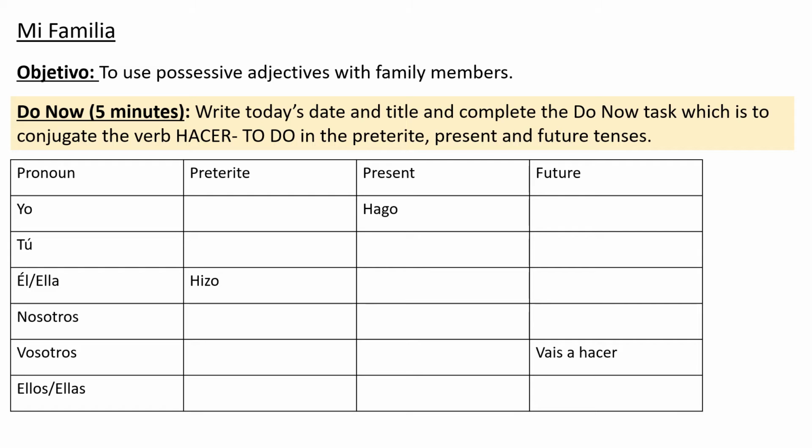Your doing activity should take about 5 minutes, so I'm going to go through what you need to do. Write today's date and title, and then complete the do now, which is to conjugate the verb hacer, to do, in the preterite, the present and the future tenses. So pause to do that now.